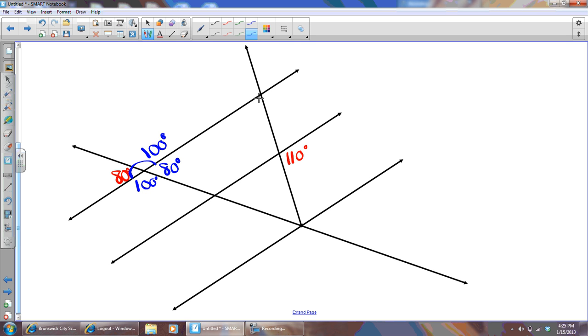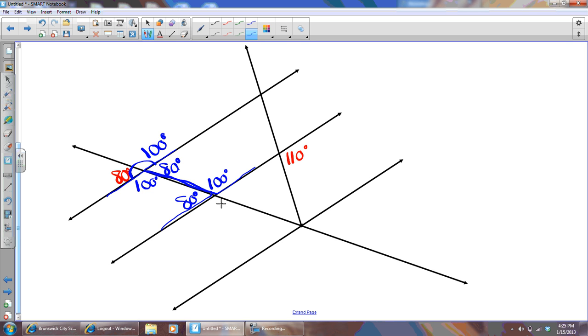I see a Z right here. See my Z? Right? Alternate interior. This 100 and this 100 are alternate interior angles. I can use the backward Z this way. This and this are congruent because they're alternate interior angles.